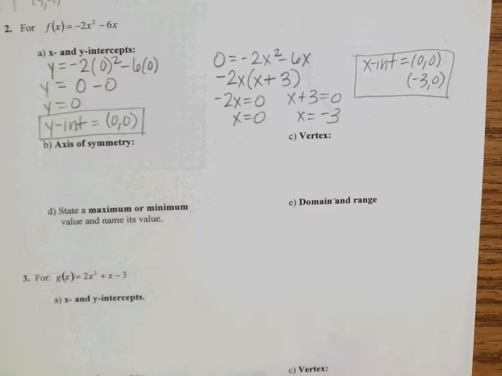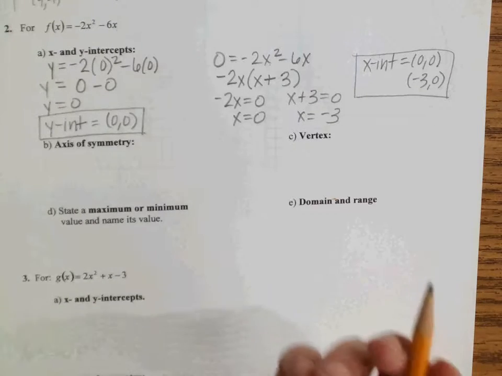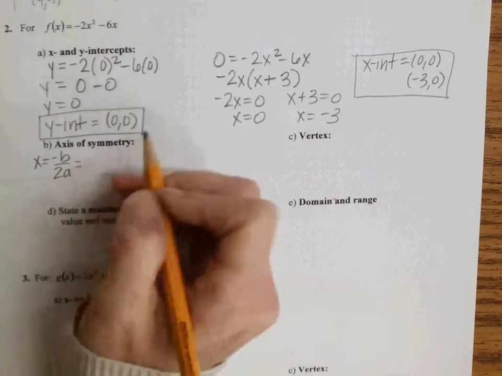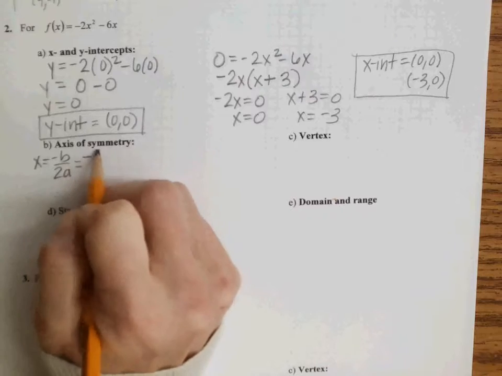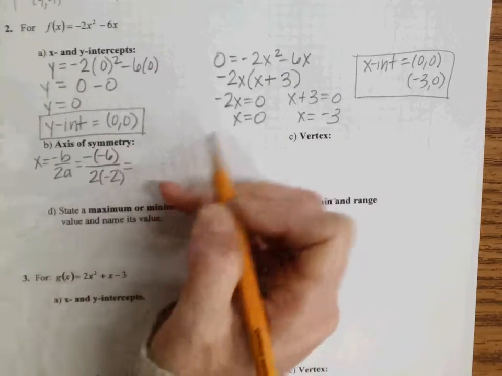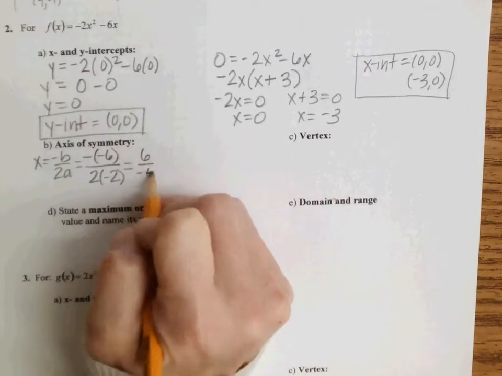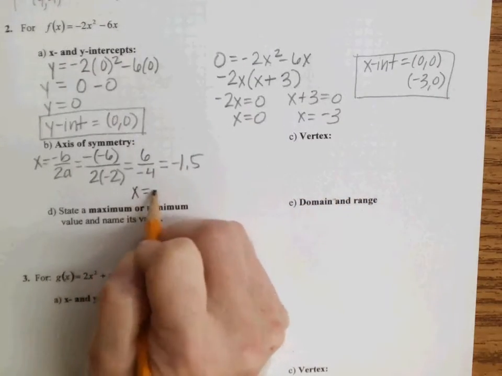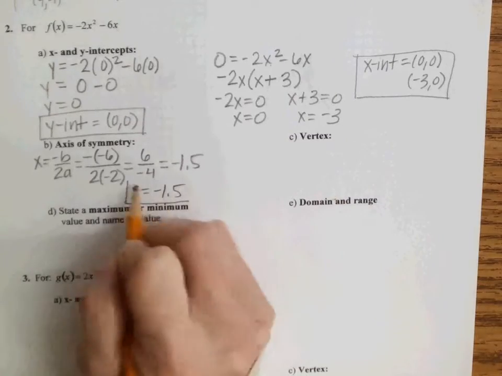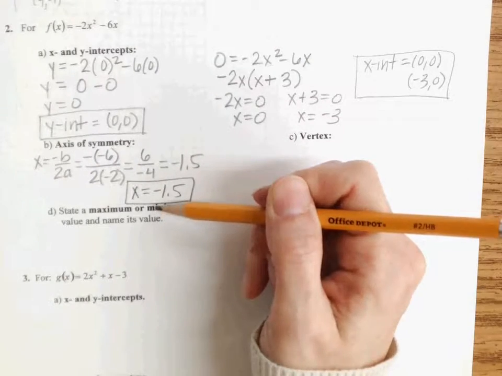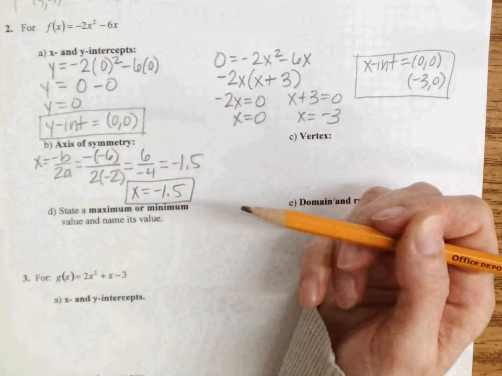The next thing we're going to do is the axis of symmetry. Remember, we're going to use that vertex formula. It works for both the axis of symmetry and the vertex. So I'm going to start with x equals -b over 2a, just recopying that formula. My b is -6, so it's negative times -6 over 2 times -2. That leaves me with 6 divided by -4, which is -1.5. My axis of symmetry is x equals -1.5. Again, this is a vertical line, so it lies right on the x-axis at -1.5.